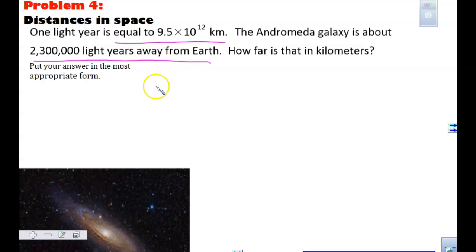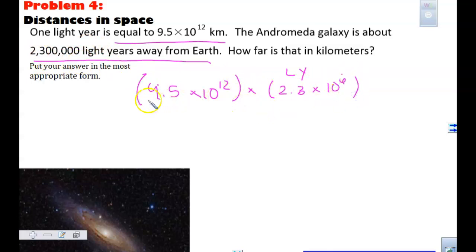As you look at this one, we are actually going to take the 9.5 times 10 to the 12th times our light year. And that light year in scientific notation is 2.3 times 10 to the 6. We are going to take on your calculator, please multiply your two numbers together. We are going to add our exponents when we look at the power of 10. Jordan, did you get the first part when you multiplied?